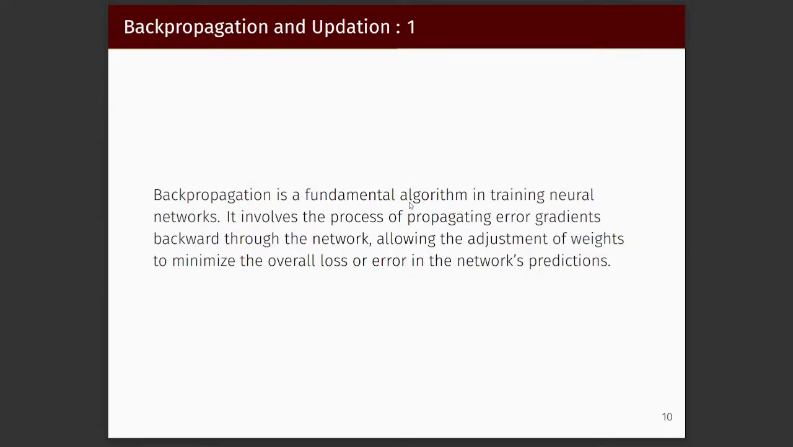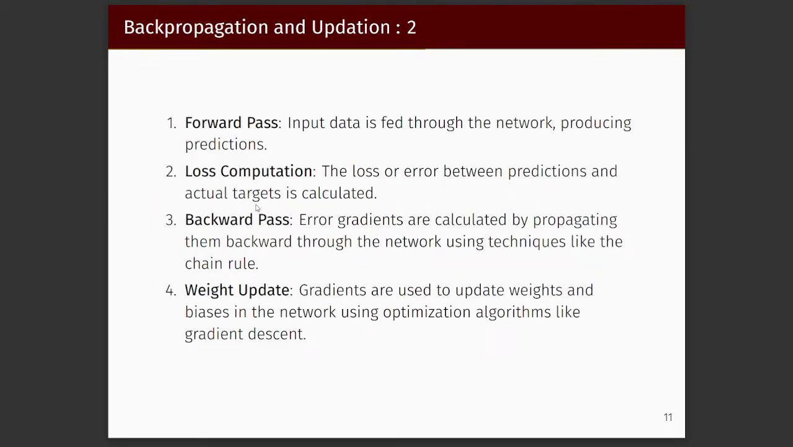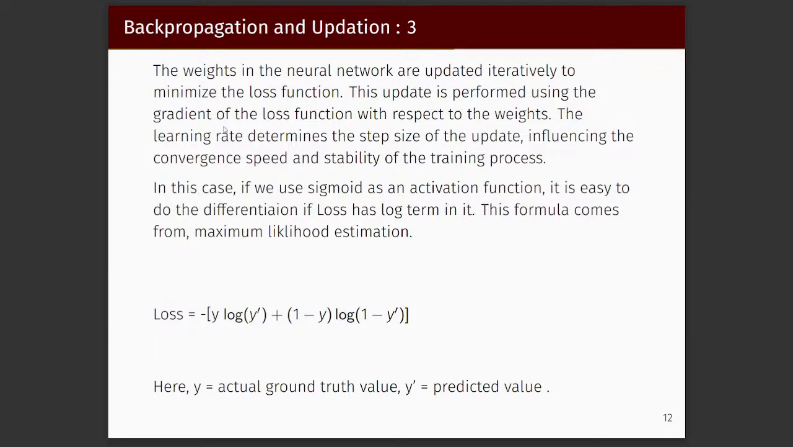Backpropagation also adjusts the weights and minimizes the overall loss and error. So it adjusts both weights and biases. I will show you how. The forward pass, I told you what it was. Backpropagation, I told you what it was. Weight update, I told you what it was. Now let's come to loss computation. The loss or error between predictions and actual targets is calculated. The weights in the neural network are updated iteratively to minimize the loss function.